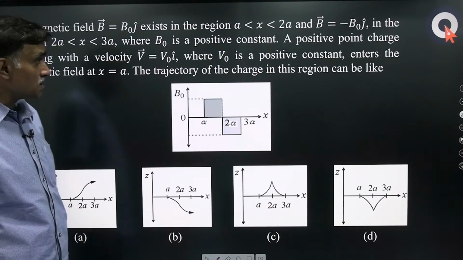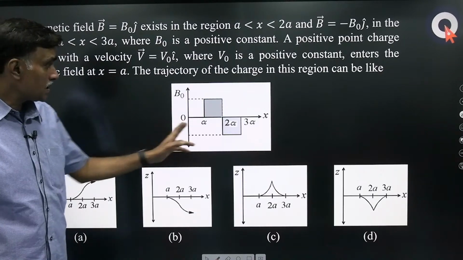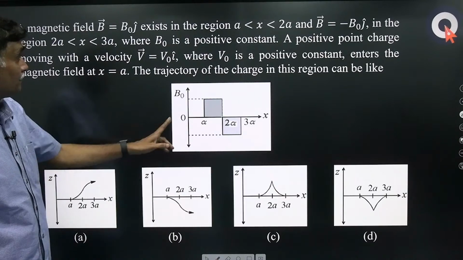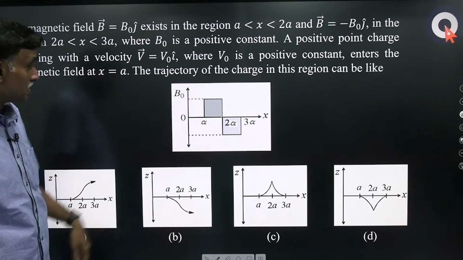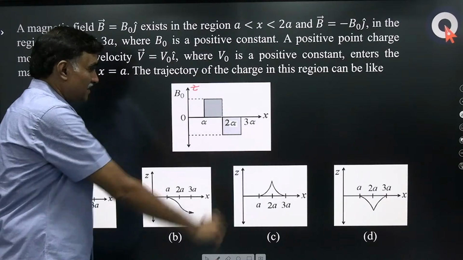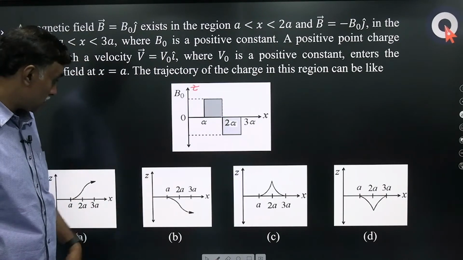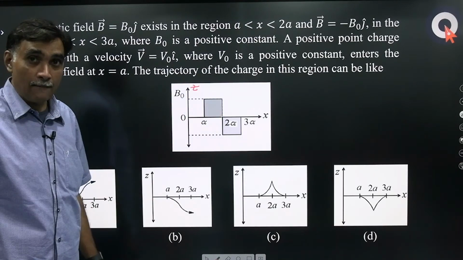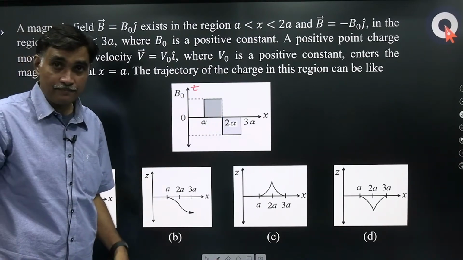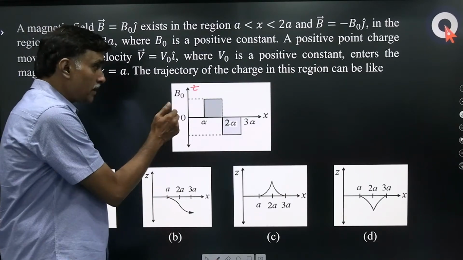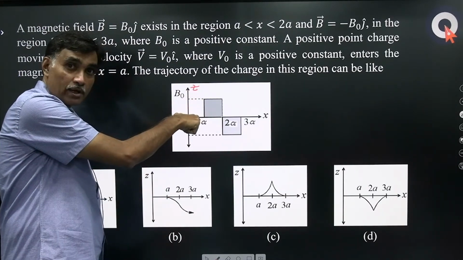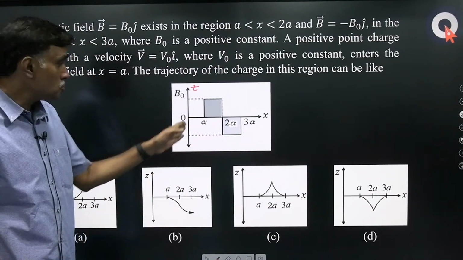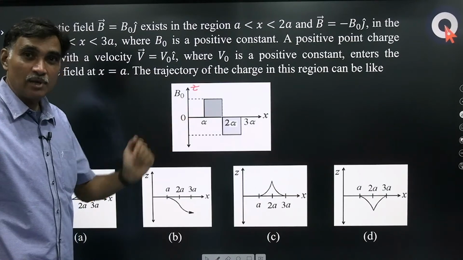The trajectory of the charge in this region can be like, now this is x axis and this is z axis. I think they did not mention it in the figure, but in the question they have mentioned it. Okay, choices, this is z axis, this is x axis. Then what is the direction of positive y? Positive y is going into, k bar cross i bar. So positive y is going into, negative y is coming out.